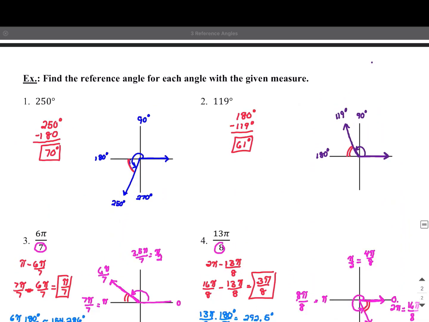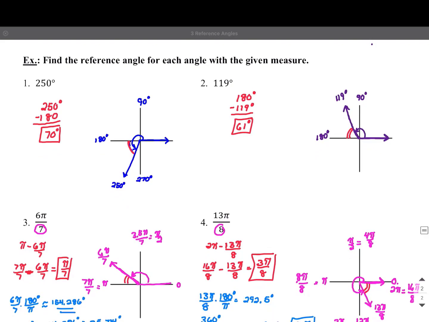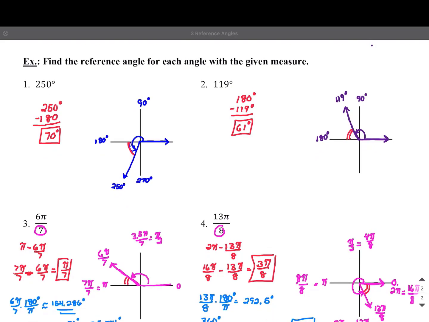You're always going to find the distance to the x-axis, the shortest distance to the x-axis, which means you're going to be using either the 0 degrees, the 180 degrees, or the 360 degrees to do your subtraction. Never the 90, never the 270. You're always going to subtract from 0, 180, or 360.